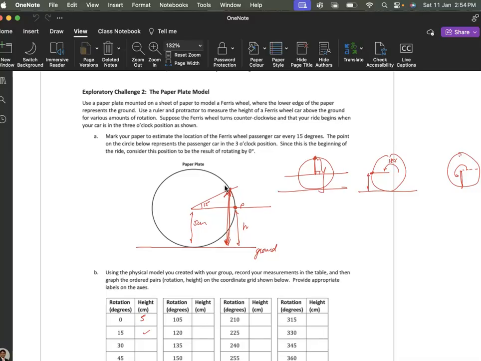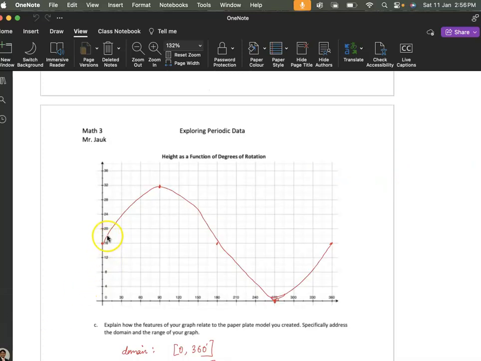Correct. You measured this, then you measure this, then you measure this. The only thing I didn't get is, so this is 0 degrees. In the experiment, you'll get a graph like this.